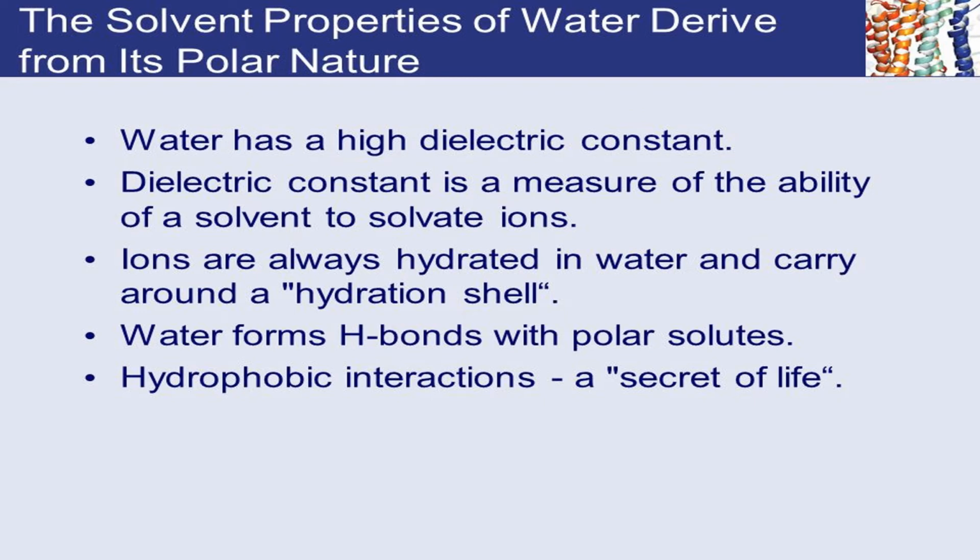Water has a high dielectric constant. What is the meaning of the dielectric constant? It is the measure of the ability of the solvent to solvate ions. Ions are always hydrated in water and carry around a hydration shell. Water forms hydrogen bonds with polar solutes and hydrophobic interactions, a secret of life. Dielectric constant means it has the affinity to solvate more ions. For example, crystal ions such as sodium chloride, potassium chloride, magnesium fluoride, etc., are solvated more in water than in any other solvent.